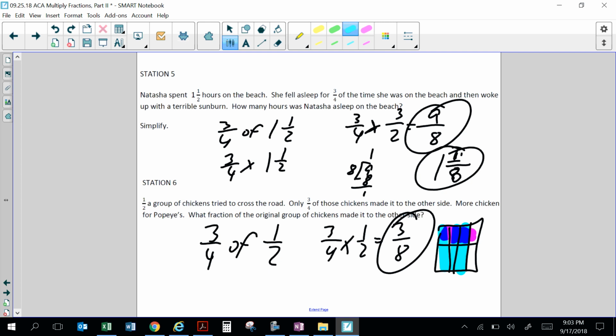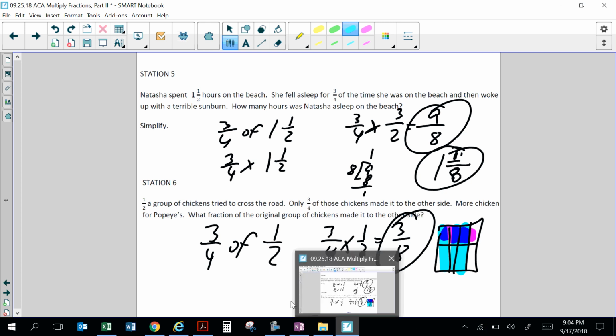So hopefully you have a better understanding of multiplying fractions. Again, you turn the mixed number into an improper fraction, or the whole number into an improper fraction. Then you just multiply the numerators and the denominators.